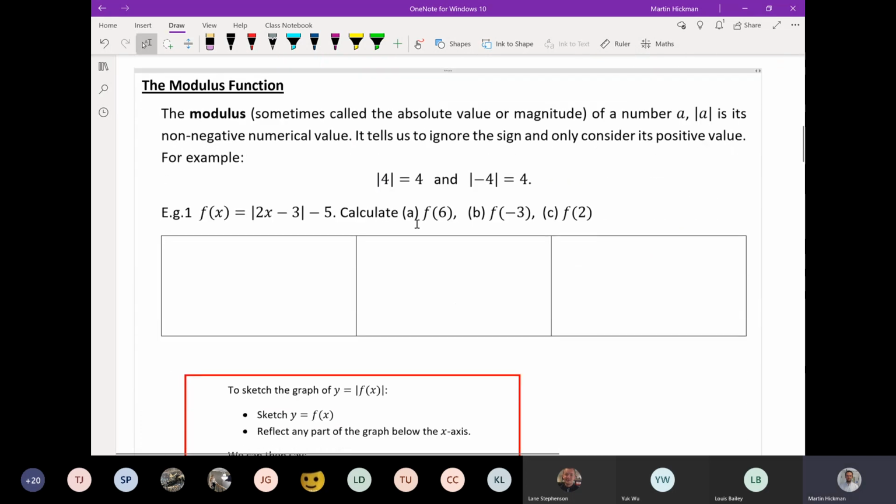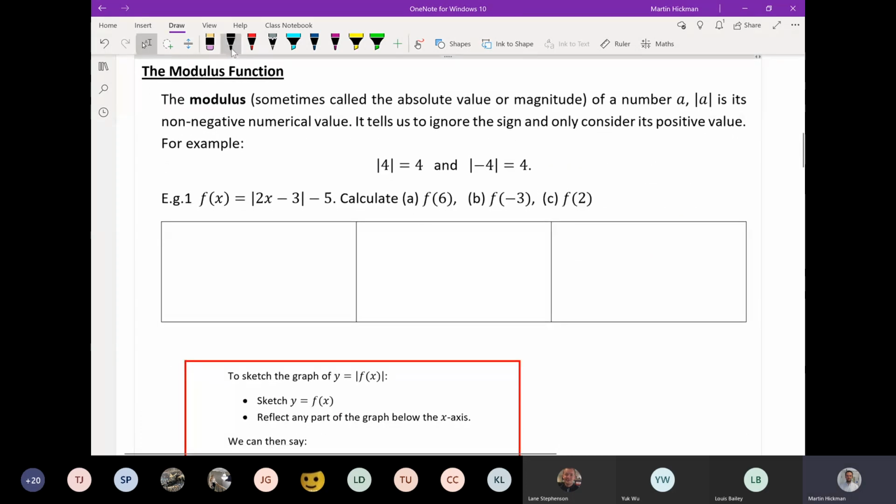So the topic that we're moving on to today is called the modulus function. Now you would have met this before when we've done vectors, and also when we did binomial as well, you would have seen this modulus function, but we only briefly touched upon it. What the modulus is, and sometimes we call it the absolute value or the magnitude, which you might be used to using when we've done vectors.